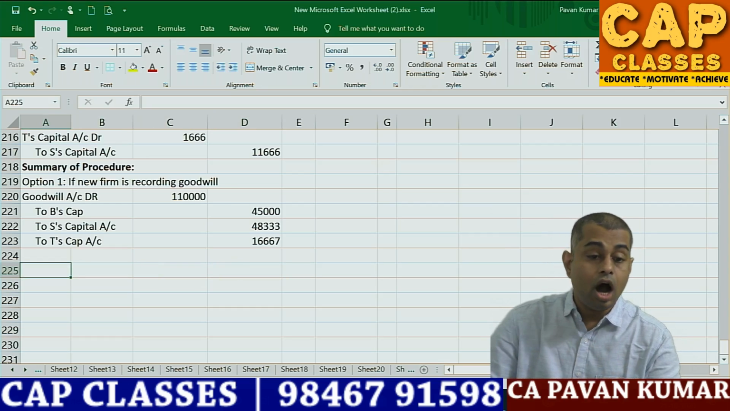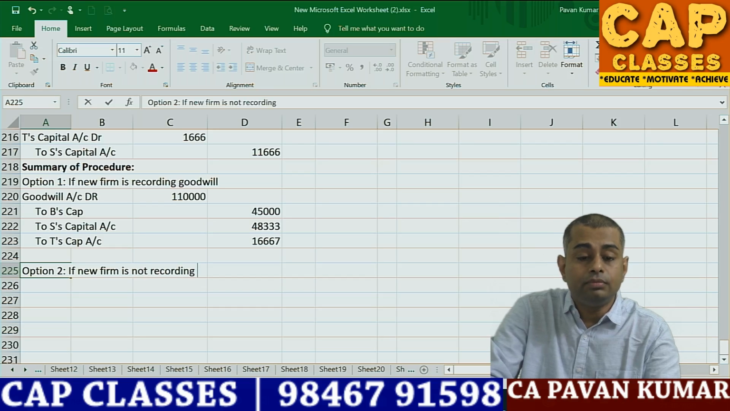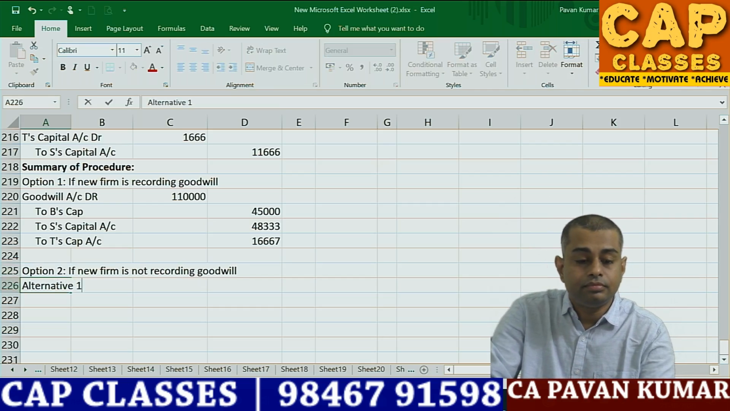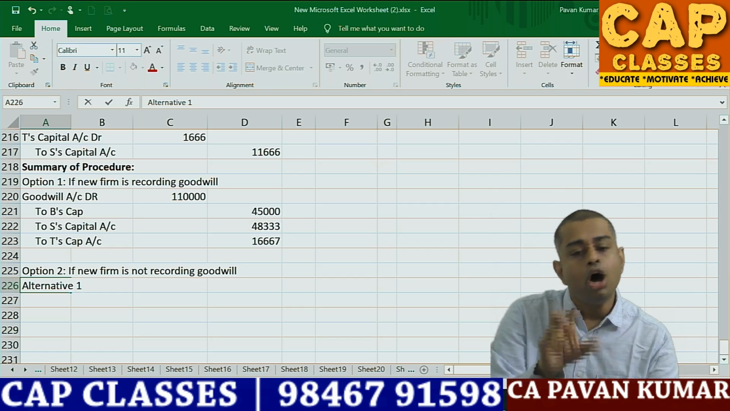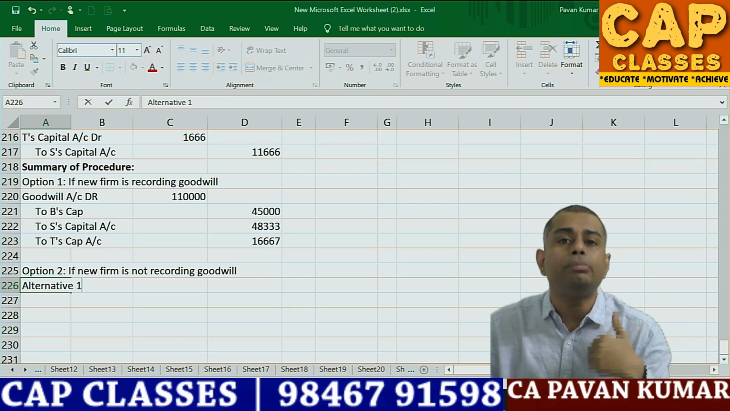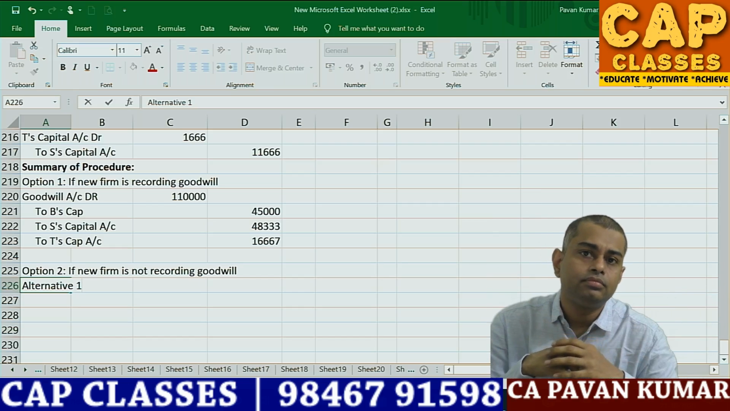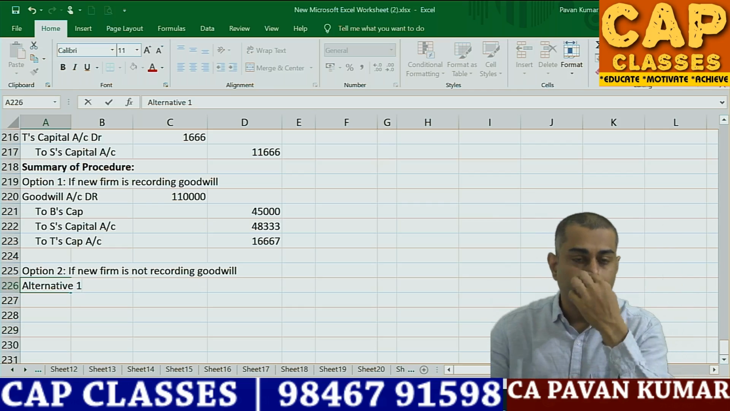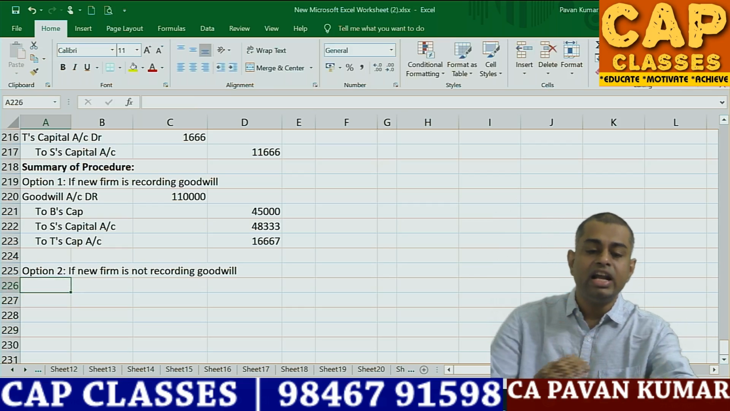Correct. Option 2. If new firm is not recording goodwill. There is no alternative 1 and 2 actually. Either partners have to bring cash, take cash, or you will adjust it. See, it is something like this. I need to give 10 rupees to you, you need to give 4 rupees to me. Don't you think in the settlement we will knock it off? Either you bring cash, I bring cash, I will pay 4 rupees to you, you pay 10 rupees to me, or 6 rupees. Simple. So, we will not write alternative 1 and 2. Accounting, I will tell you what to do.